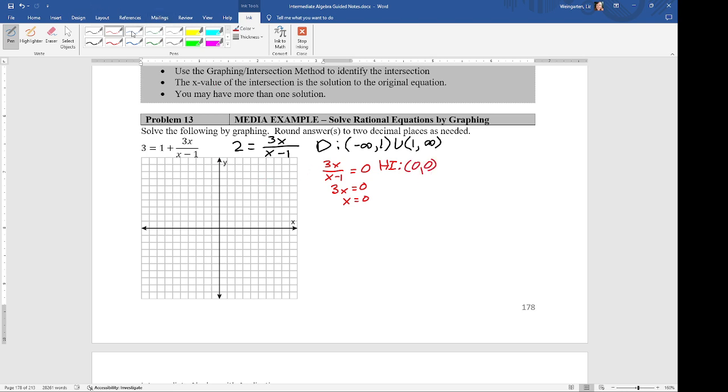So our vertical intercept is also going to be at (0, 0), but I will show my work to prove that. What I'm going to do is set x equal to 0 and find y. So our vertical intercept is also (0, 0).